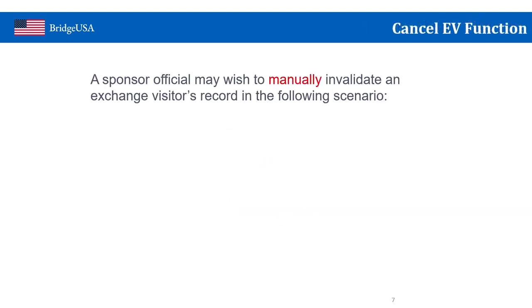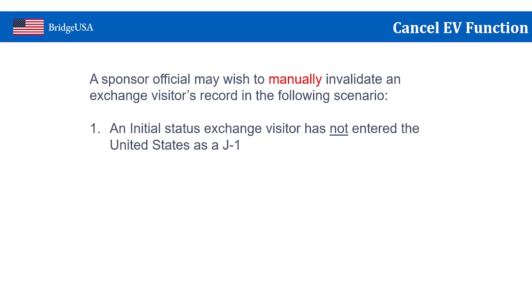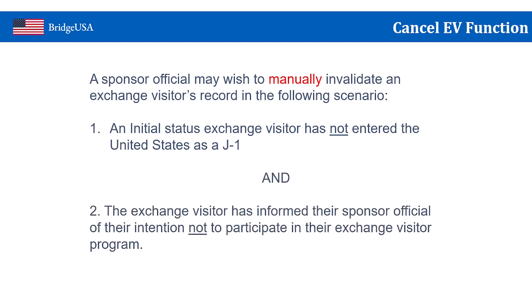A sponsor official may wish to manually invalidate an exchange visitor's record in the following scenario. The initial status exchange visitor has not entered the United States in J1 status, and the exchange visitor has informed their sponsor official that they have no intention to participate in their exchange visitor program.